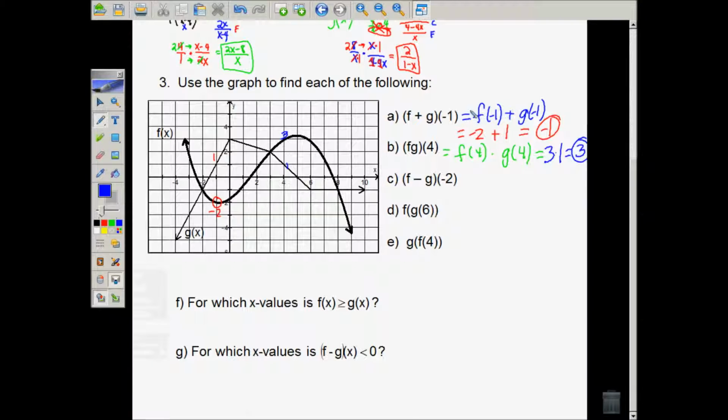So on this problem, I have f of negative 2 minus g of negative 2. What did you notice about f of negative 2 and g of negative 2? They're the same, right? They are the same value. And that value is negative 1. So I have negative 1 minus negative 1. Negative 1 plus 1, keep, change, change. And what does that equal? Zero.